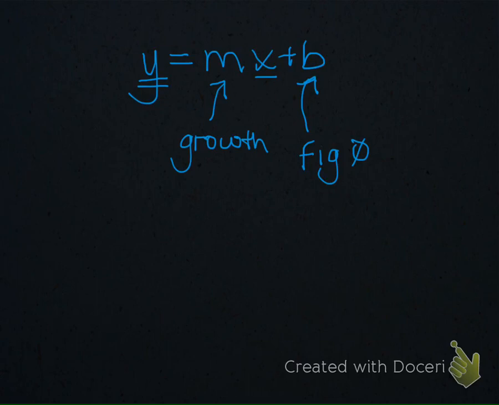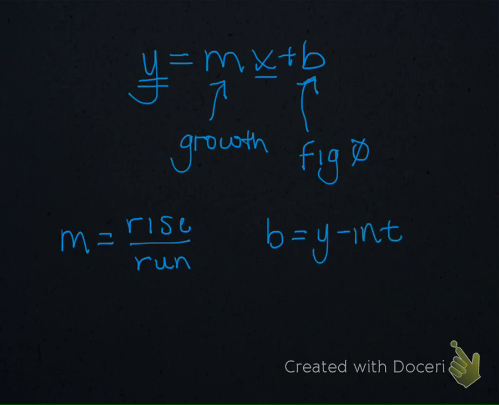When we look at growth, it can sometimes be represented as a fraction, and so m, the growth, is really how much does our graph rise compared to how much does our graph run. And figure 0 can really be our y-intercept as well, because that's where it crosses the y-axis. So we're also going to remind ourselves that b is our y-intercept.